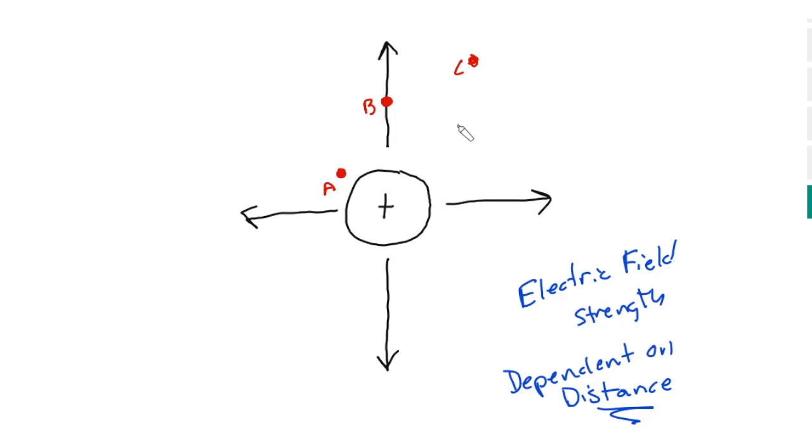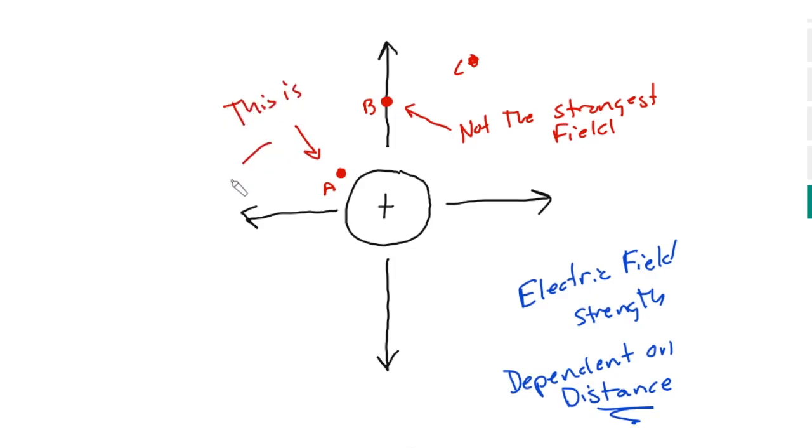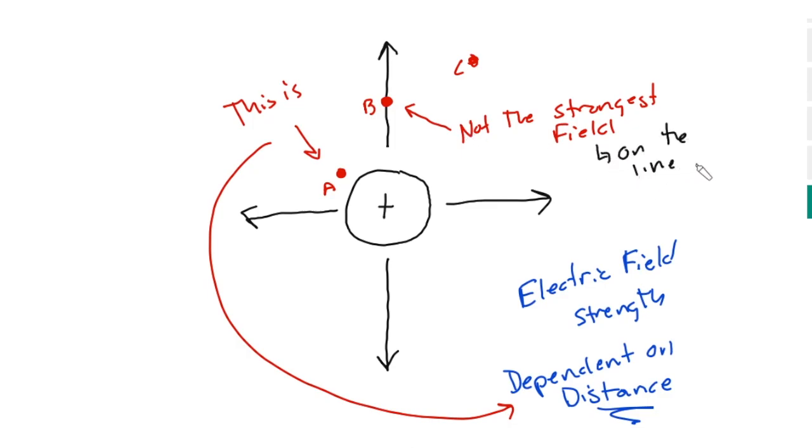All right? It's a common misconception that this one will be the strongest. This is not the strongest field. This is. Because of this, all right? Just because it's on the line does not mean that it is strong. All right, so this is like that. On the line does not mean strong.